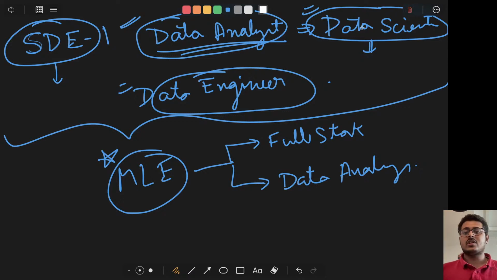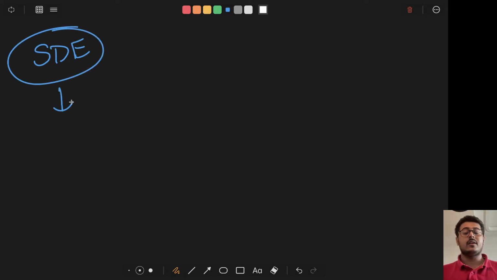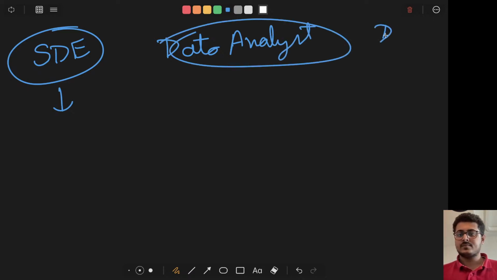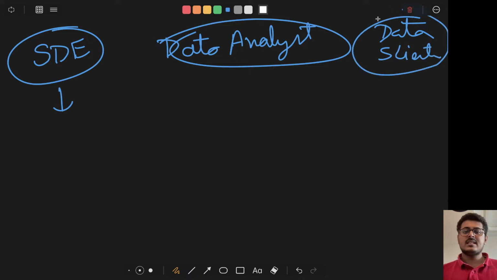Now, as a fresher, the three positions that you should target for is SDE. Okay, that will be made available in abundance at any point of time. Then data analyst, and then data scientist. These are the three positions that you should target for right now as a fresher or even as a little bit of experienced professional as well.